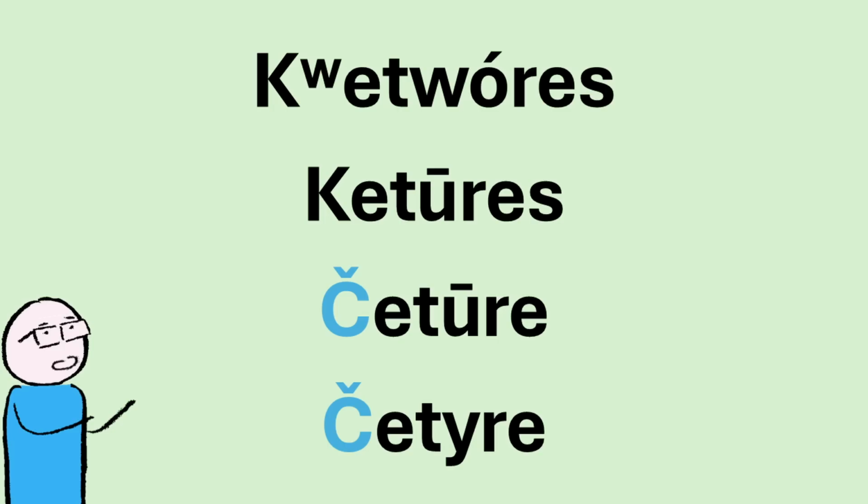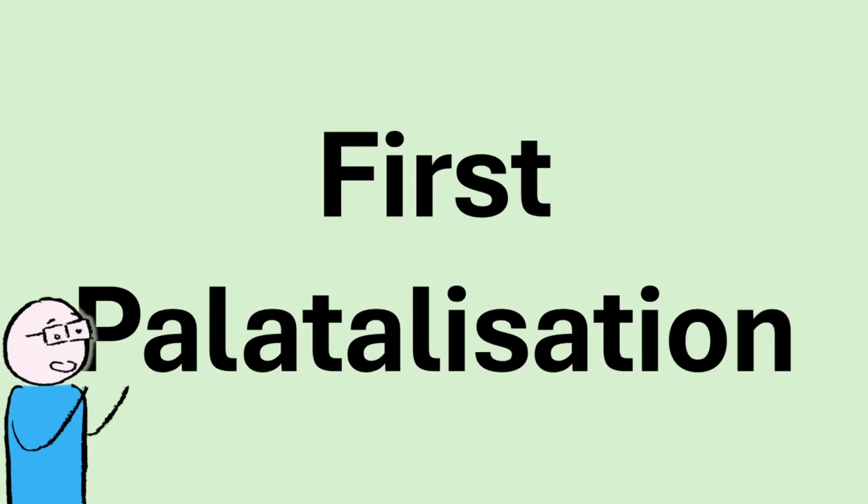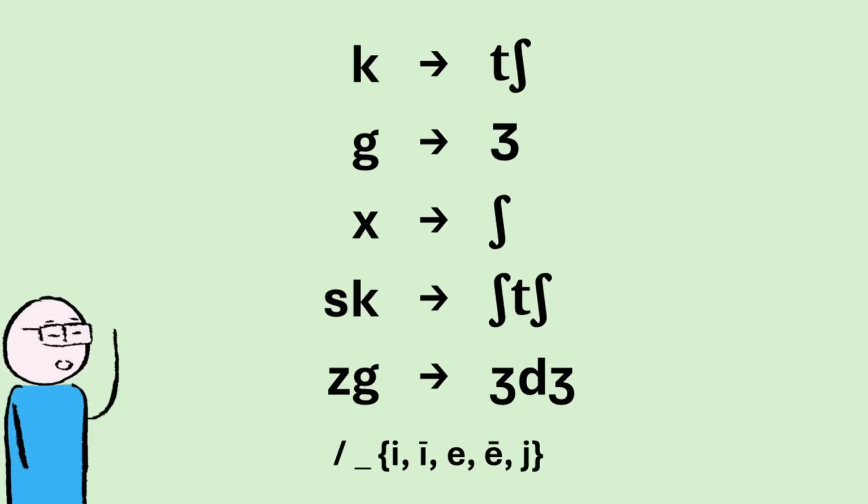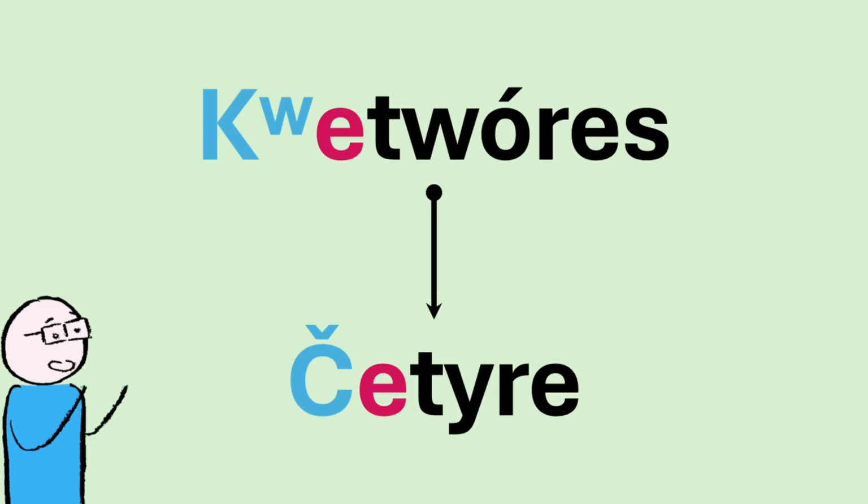But in Proto-Slavic, something else happened. The palatalization of velar consonants, what we call the first palatalization. Palatalization occurs when a velar consonant, pronounced in the back of the mouth, comes into contact with a front vowel, making the velar consonant move forwards. In this case, we have a shift from k to ch before e.